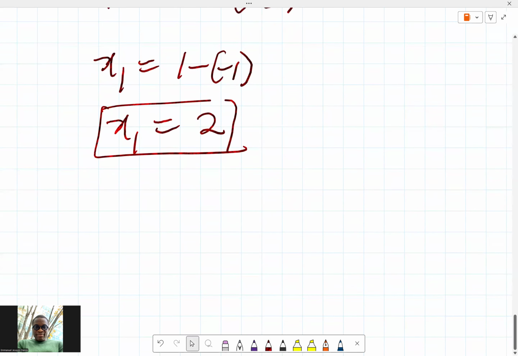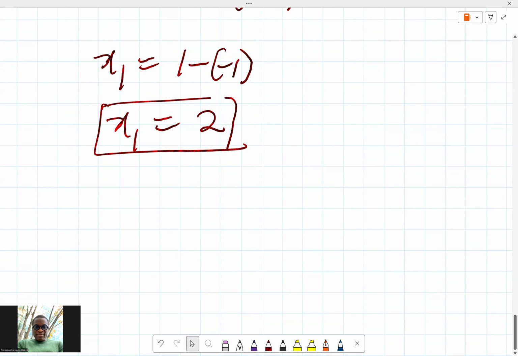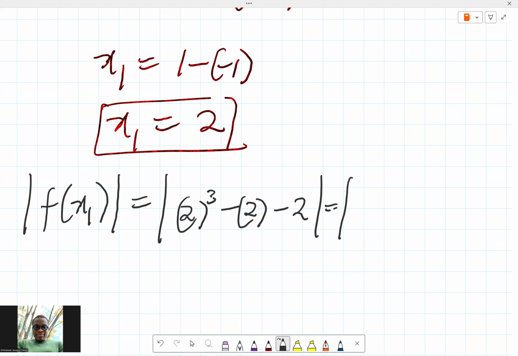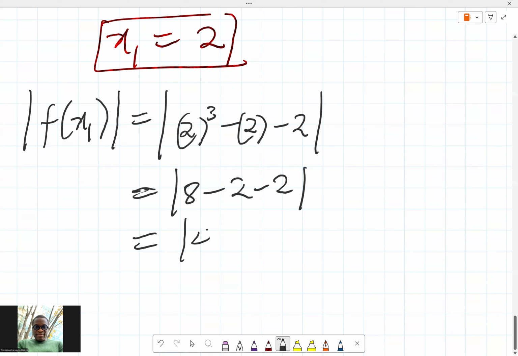So what we are going to do next is to see the convergence criterion. So we need to check what f of x1 looks like. Okay, f of x1 means the absolute value of, now we have got x1, right? So that would be 2 cubed minus 2 minus 2. Let me bring that down for easy handling. So that is the absolute value of 8 minus 2 minus 2. So that's the absolute value of 4, and that is 4. So 4 is greater than 0.01.